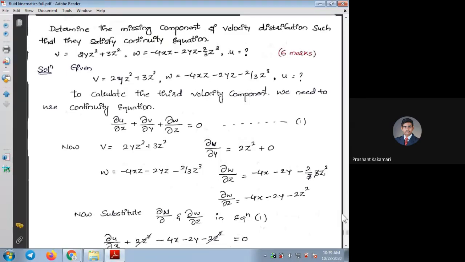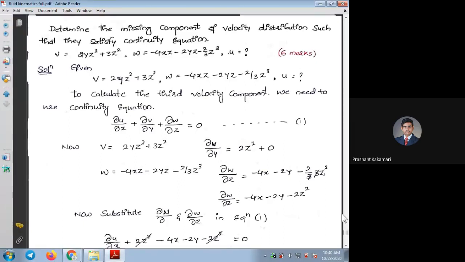And in such cases, we cannot consider dou u by dou t also, because time is not known. And also, density is not given in the problem. So we can assume the flow may be incompressible and steady, so that we can get only these three terms: dou u by dou x plus dou v by dou y plus dou w by dou z equal to 0.